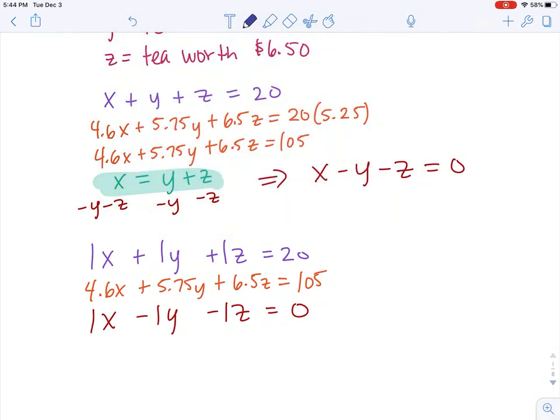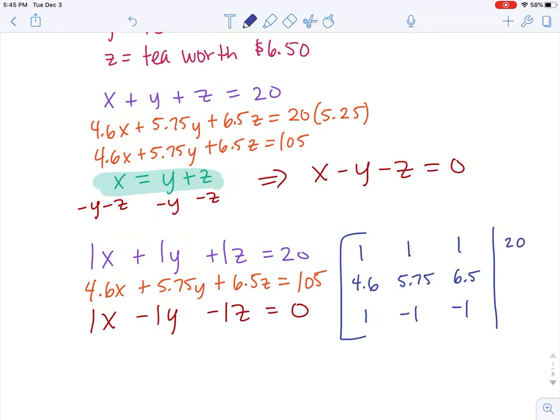Now that we have everything lined up, we're ready to write our matrices. So x is first. We have 1, 4.6, and 1 as our coefficients for x. For y, our coefficients are 1, 5.75, negative 1. For z, our coefficients are 1, 6.5, negative 1. We put this bar to signify the equal sign, and on the other side of the equal sign we have 20, 105, and 0.